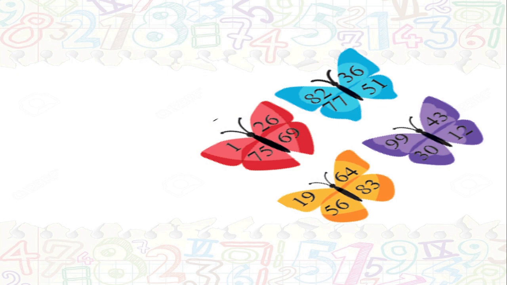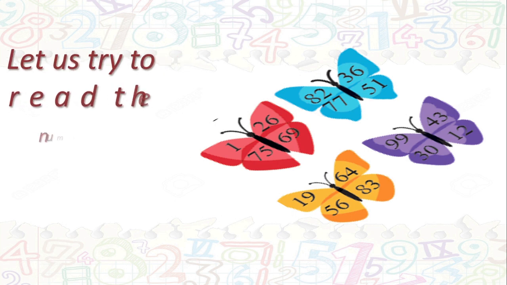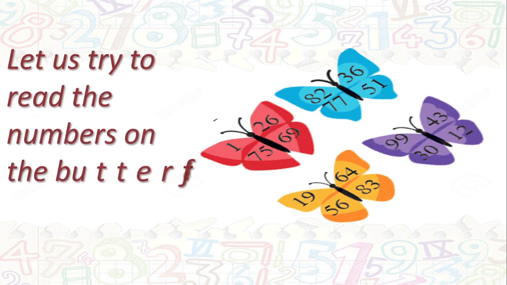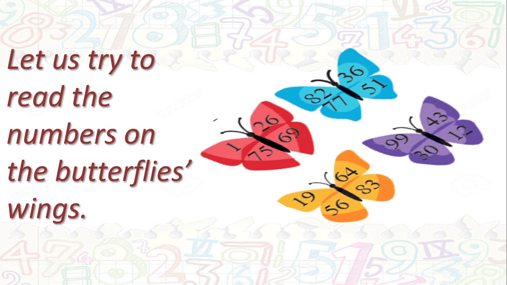Here you can see butterflies. On the wings we can see different numbers. Yes, dear children, let us try to read the numbers on the butterflies' wings. This is 1, 26, this is 75, this is 69, isn't it?